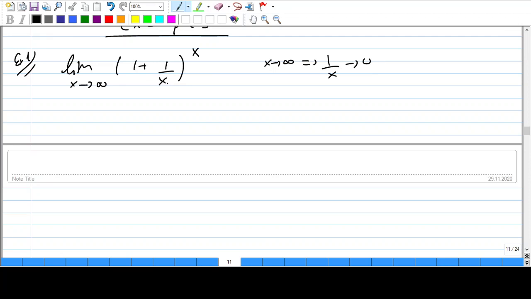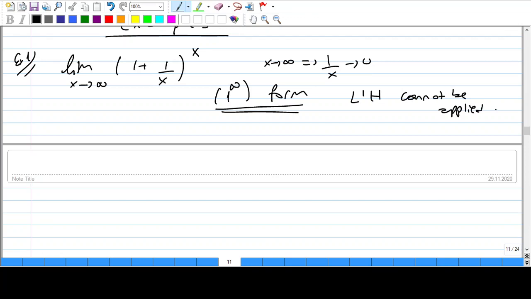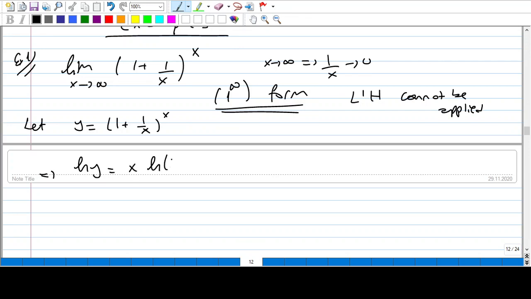So then what do we have? 1 to the power infinity. So this is of the form 1 power infinity. In other words, L'Hopital cannot be applied in that form. But let us make it applicable. Let y be (1 plus 1 over x) to the power x. If you take ln of both sides, ln y is equal to x times ln(1 plus 1 over x). Then take the limit of both sides, as x approaches infinity, of ln y.